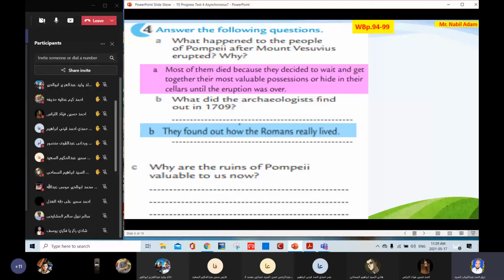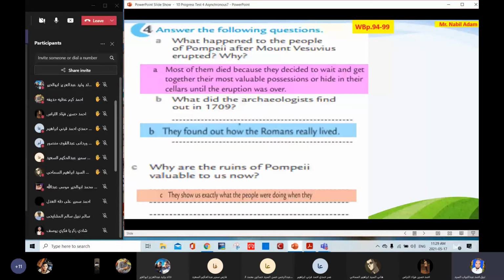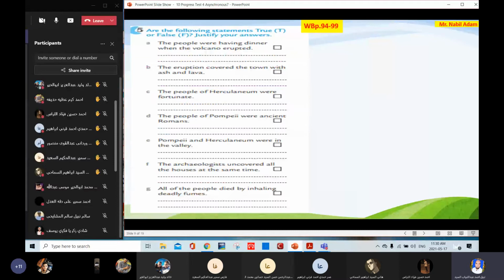Good. Why are the ruins of Pompeii valuable to us now? لماذا هذه الآثار قيمة ثمينة؟ Important. Yes, Faris Samir. They show us exactly what the people were doing when they died. Good. Yes, they show us exactly what the people were doing when they died. Very good. Thank you, Faris.